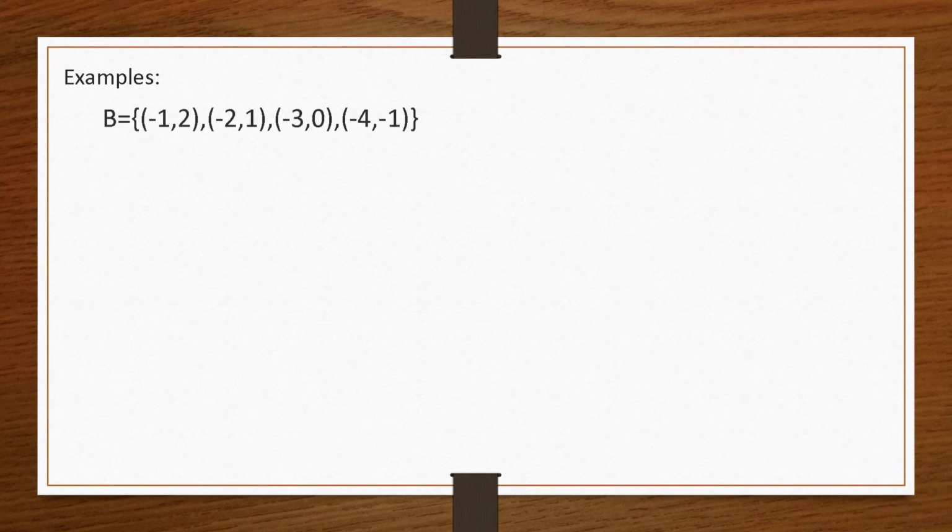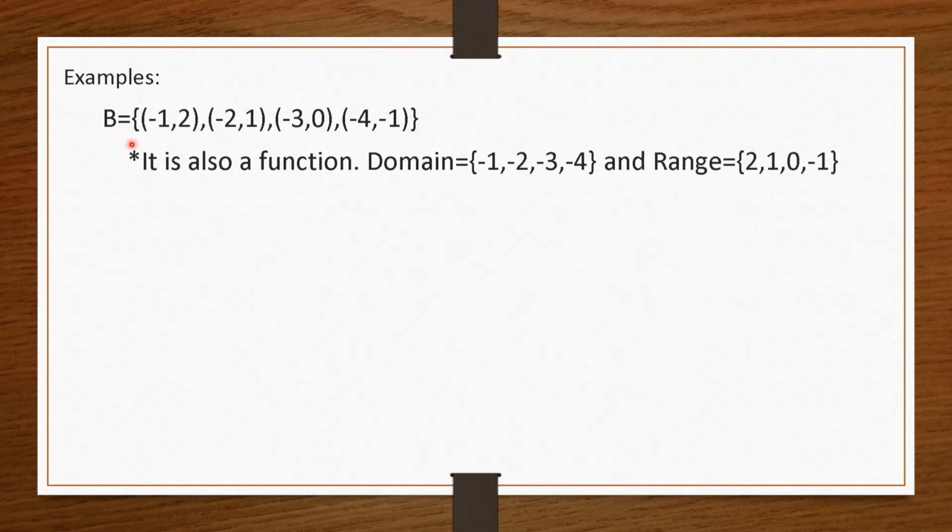Here are more examples. The next example is negative 1 and 2, negative 2 and 1, negative 3 and 0, negative 4 and negative 1. Since there's no repeating x-ordinate or abscissa, then it is a function. Then again, the domain is negative 1, negative 2, negative 3, and negative 4. The range is 2, 1, 0, and negative 1.